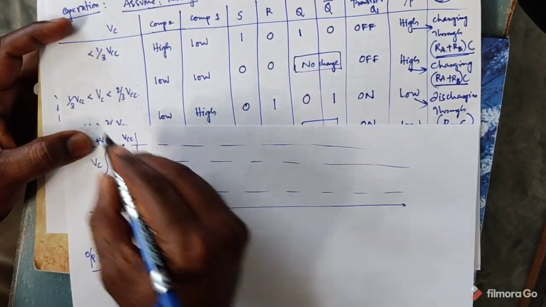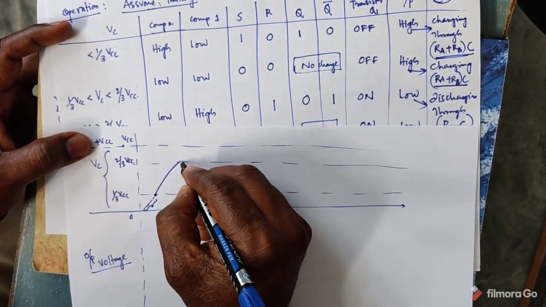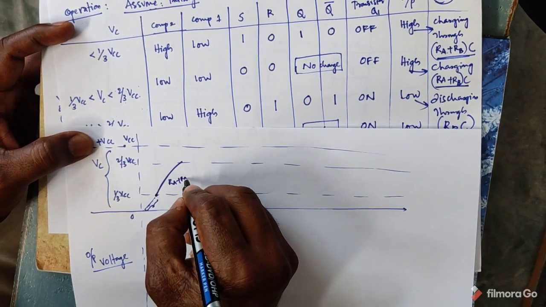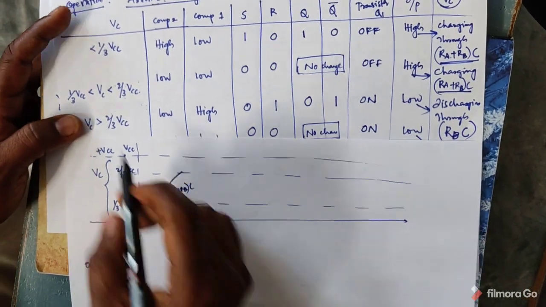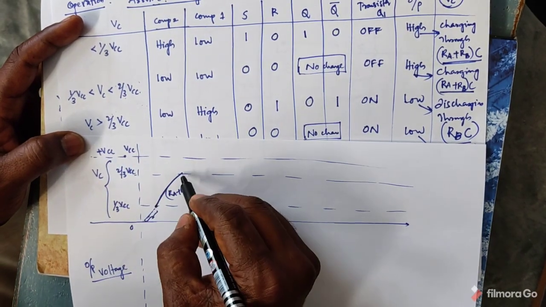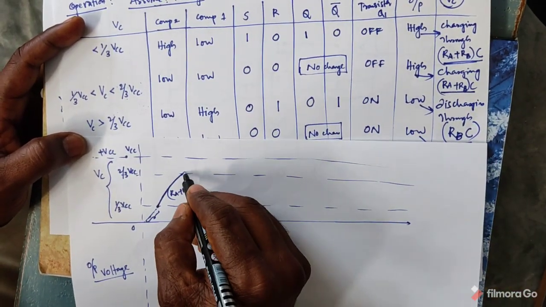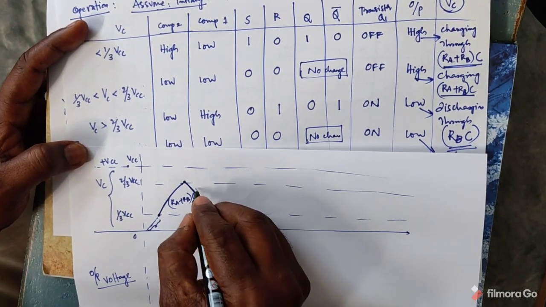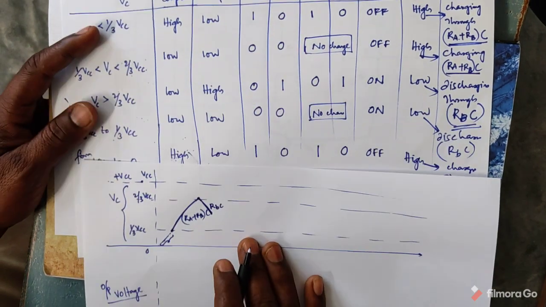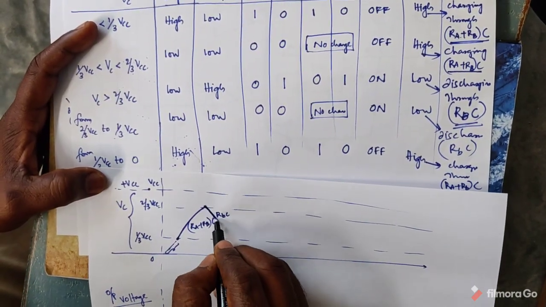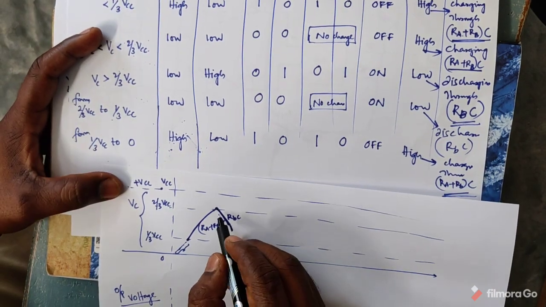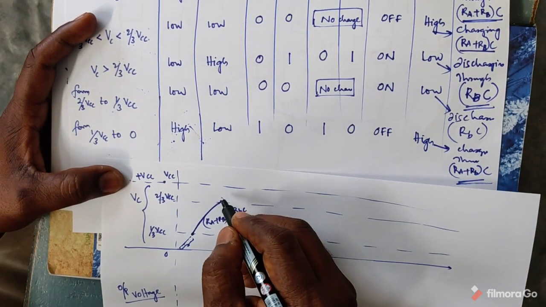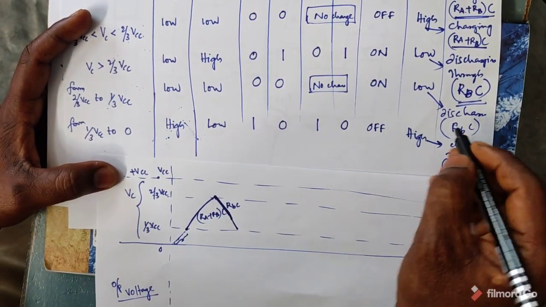Next one is from 1/3 of VCC to 2/3 of VCC. That is also charging. That is RA plus RB into C value. And the third condition is VC value is greater than 2/3 of VCC. That is discharging. What is the discharging value? Only RB and C value. Next, 2/3 of VCC to 1/3 of VCC is also discharging.